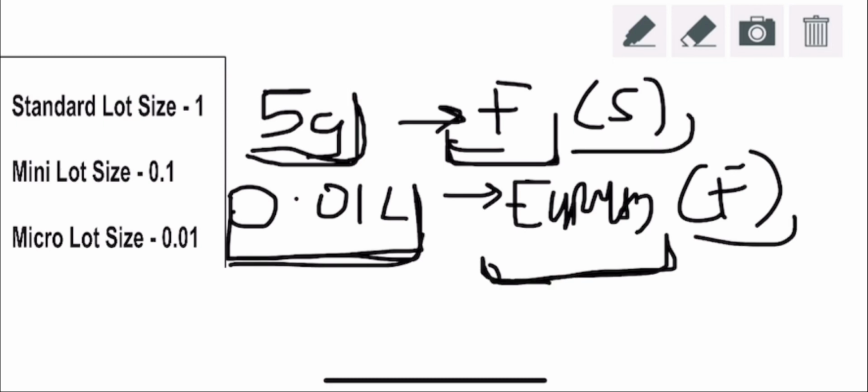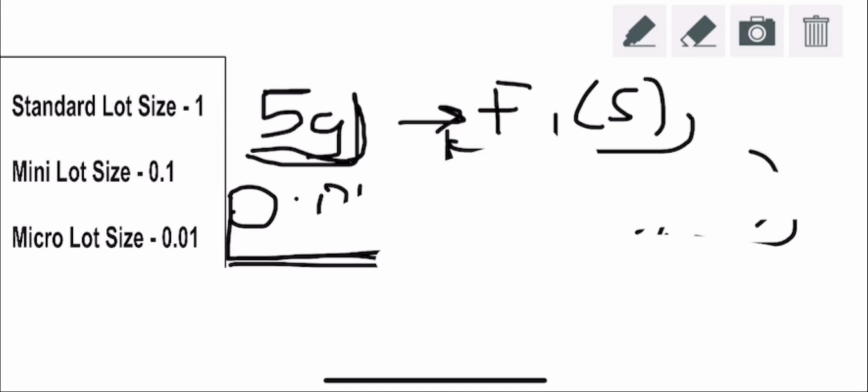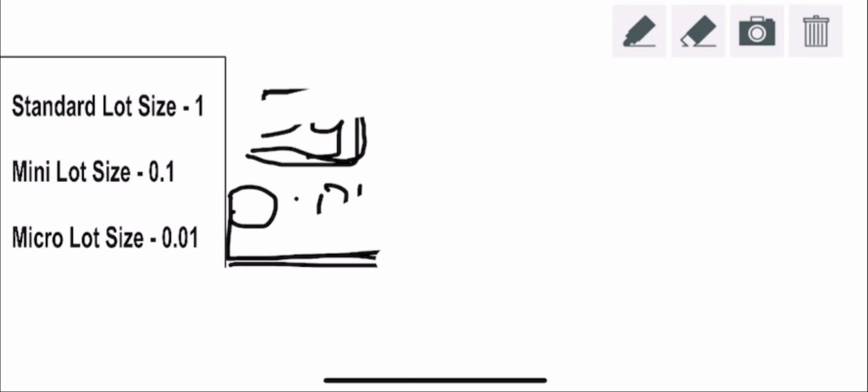So you see that lot size has to do with how much quantity of a particular currency pair or commodity that you want to buy or sell. Okay, it's that simple. That's what lot size is. Now we have 3 standard units of lot size. So I will now show you. I'll now explain the standard unit of lot size.